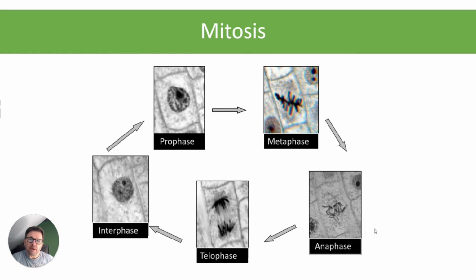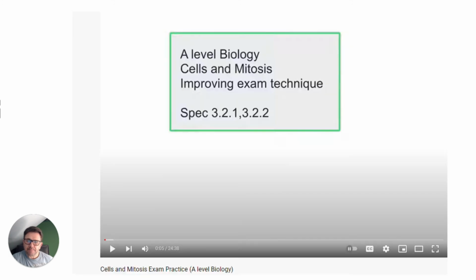These are photomicrographs from a light microscope. You would need to be able to know what the different phases are, so it might be worthwhile looking up some information on that, although I'm going to help you in a minute. The way that I remember the phases is by the acronym PMAT or IPMAT, but PMAT is the mitotic phase. So you get interphase and then prophase, metaphase, anaphase and telophase.